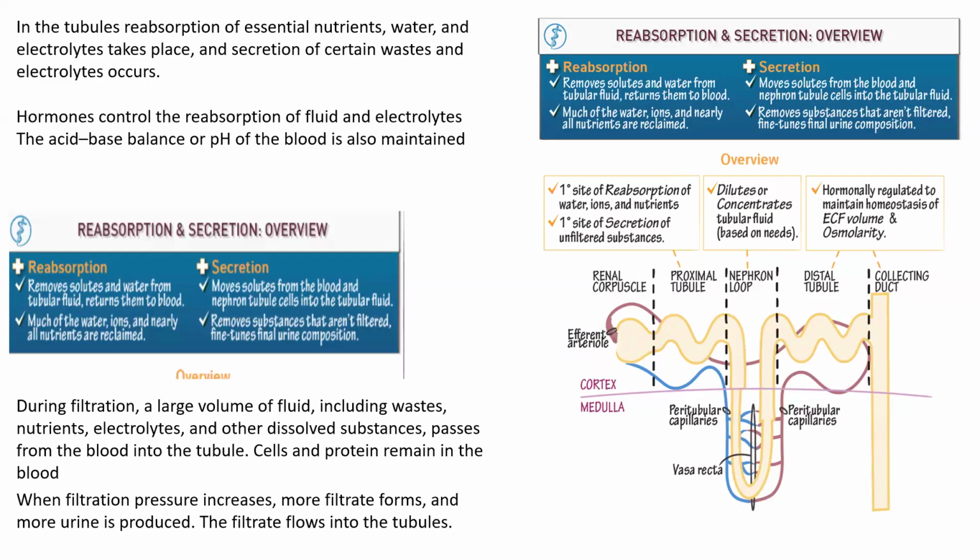In those tubules, the reabsorption of those essential nutrients, water, electrolytes takes place. The hormones control the reabsorption, and it also controls the acid-base balance or the pH of the blood. Any other questions on this?